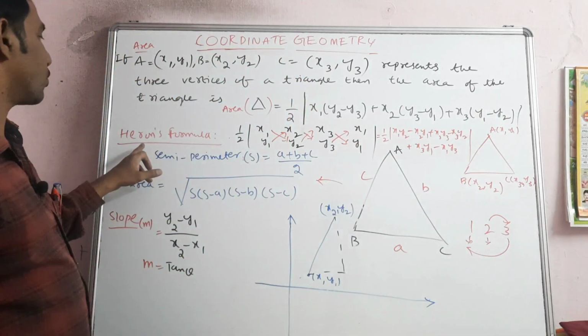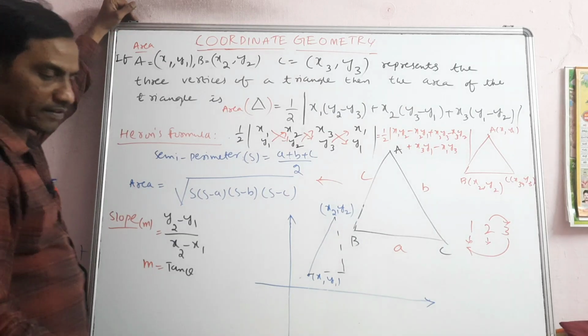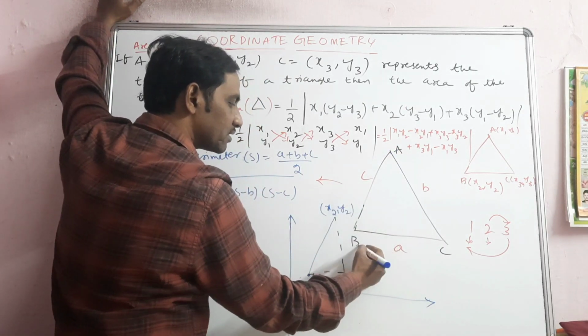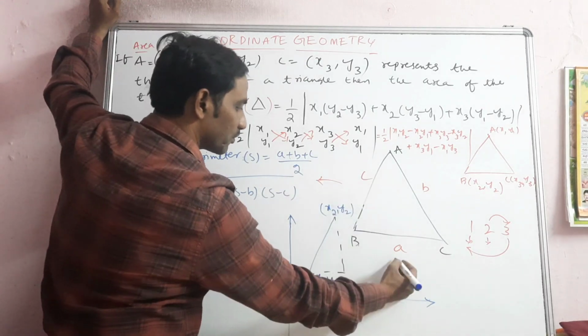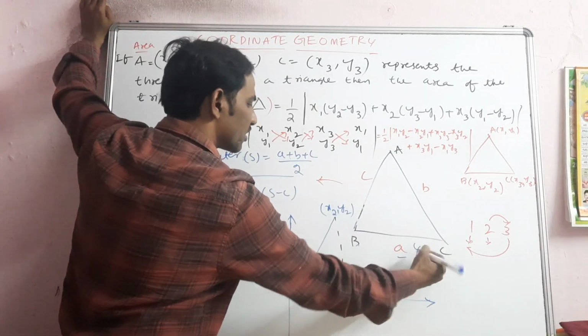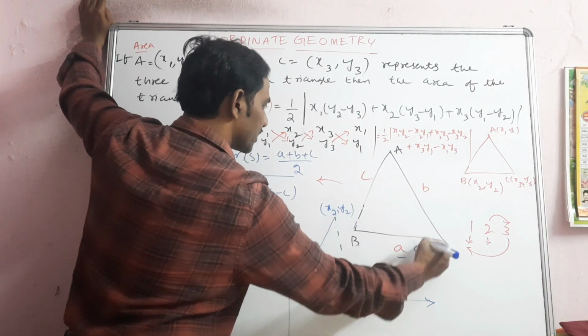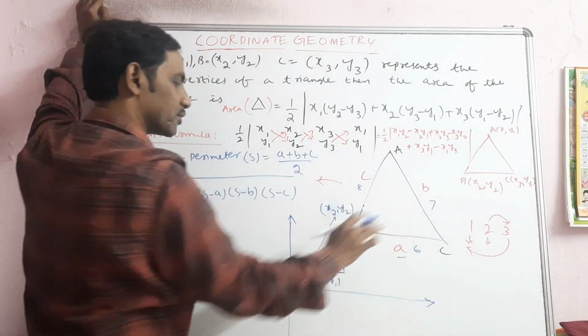Now coming to the next, what is Heron's formula? For example, this is a triangle ABC. The side opposite to A, the length BC, we will take as some small symbol a. It might be 4 centimeters or 5, whatever it is. b is some 5 or 6, whatever it is. Otherwise 6, 7, 8 also you can take. Some numbers you can take like this, for example.